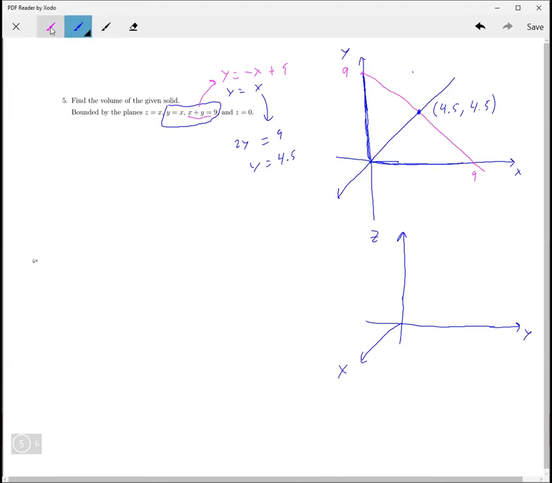Okay, so this one right here would be this line coming out like that. And then this right here would be a line coming out there, like that, and right in there. And z equals x.